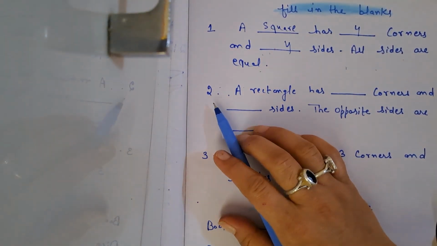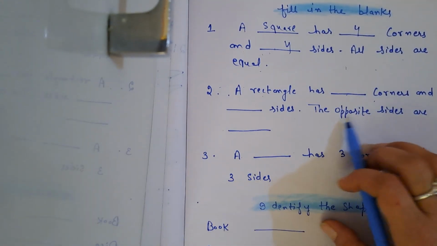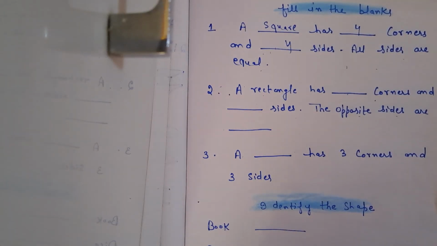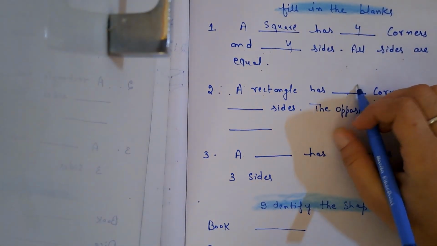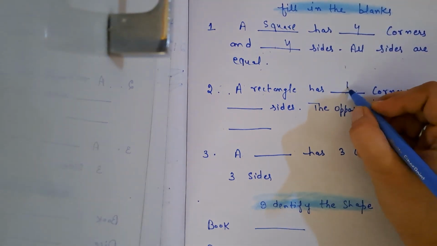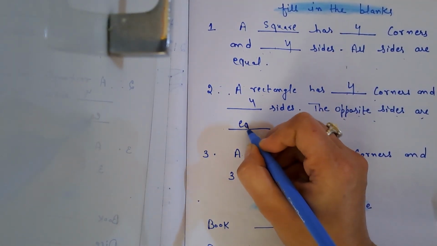Okay, let's see the second one. A rectangle has dash corners and dash sides. The opposite sides are dash. So what is the definition of rectangle? A rectangle has 4 corners and 4 sides and the opposite sides are equal. Okay, 4 corners, 4 sides and opposite sides are equal.